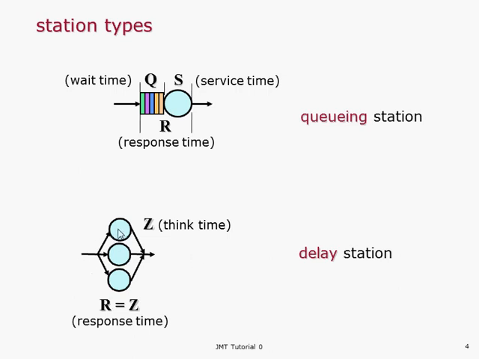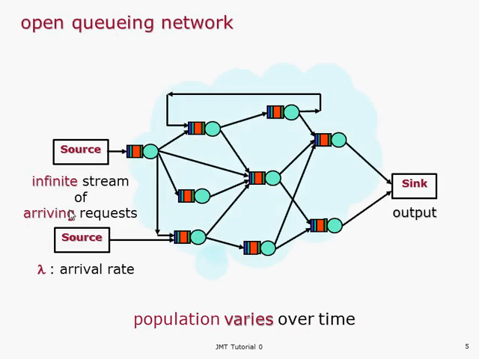The delay station consists only of servers without queues. This is because you may idealize this station as having an infinite number of servers. So a request arrives, has a service time and exits. The service time of a delay station is typically identified with Z, so the response time is equal to Z.